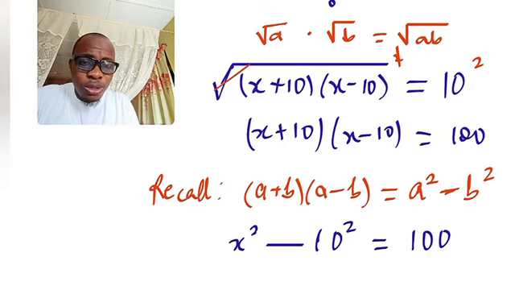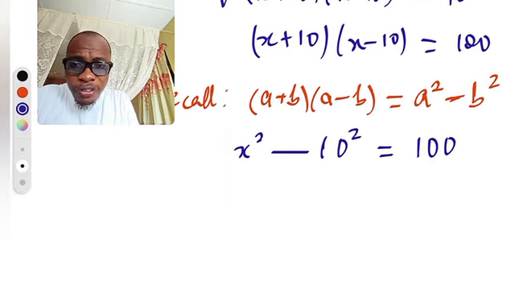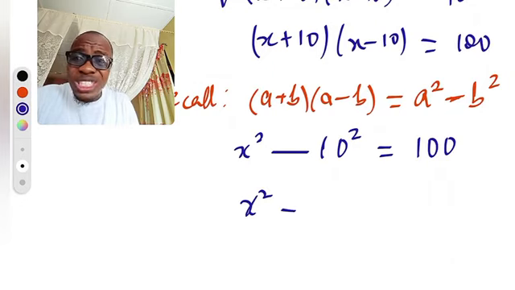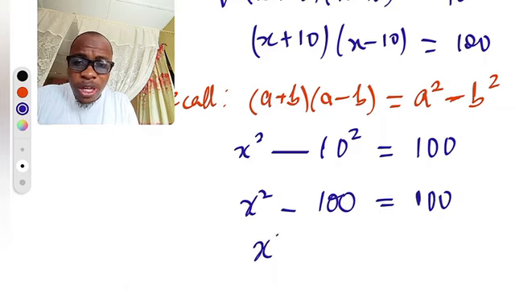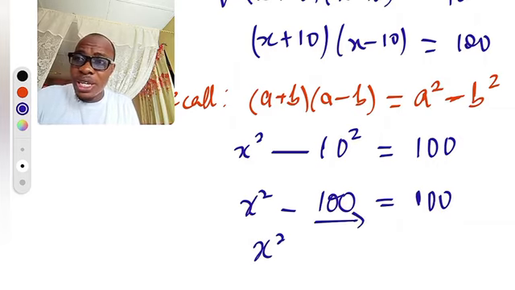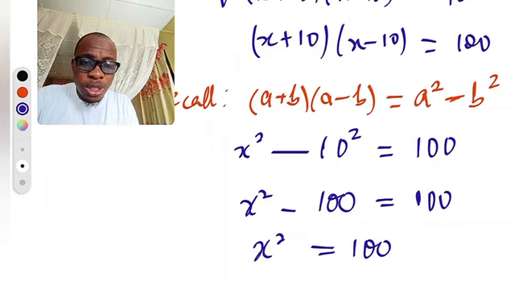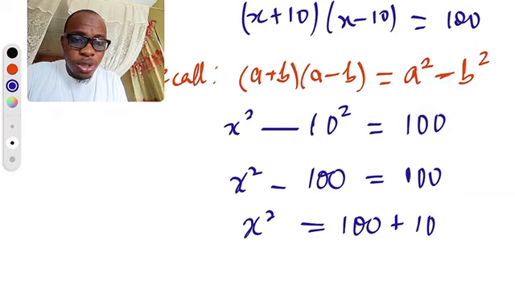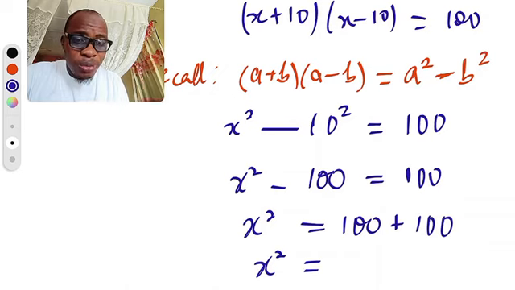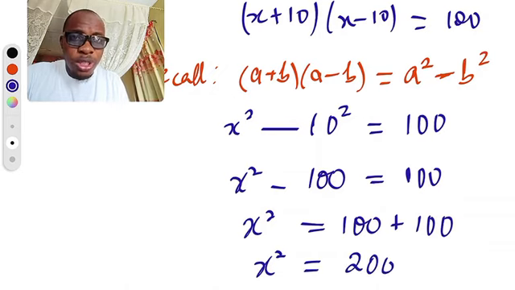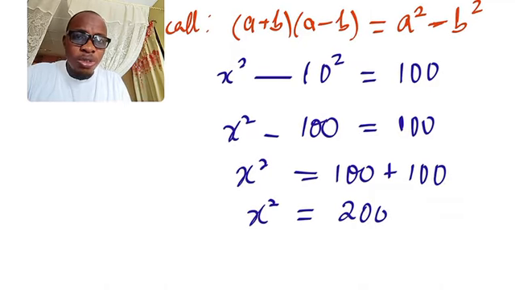So from there, we're going to have x squared minus 10 squared, which is the same thing as 100, equals 100. So from here we have x squared. We now transpose this to the left hand side, and that is going to be 100 plus 100. Then x squared is going to be 100 plus 100, which gives us 200. Are you getting that?